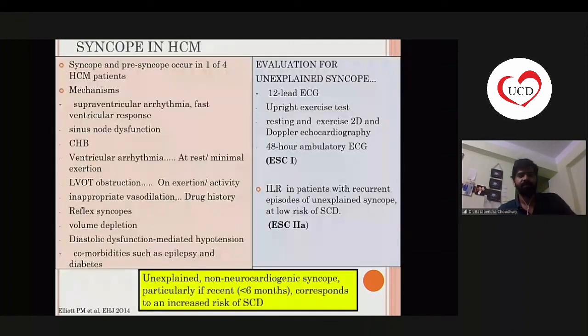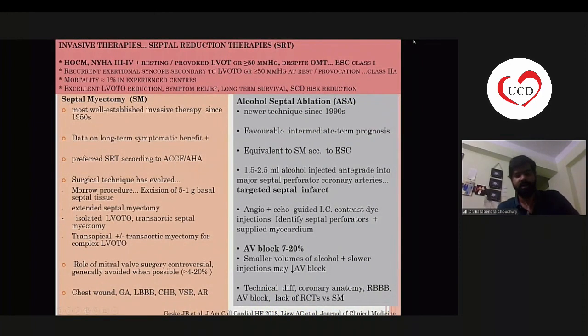Next slide. So syncope in HCM we have already discussed. Other causes like bradyarrhythmias and reflex syncope should be looked into with 48-hour Holter monitoring, and the role of ILR is also there if the routine investigations fail to show the arrhythmia. Next slide.